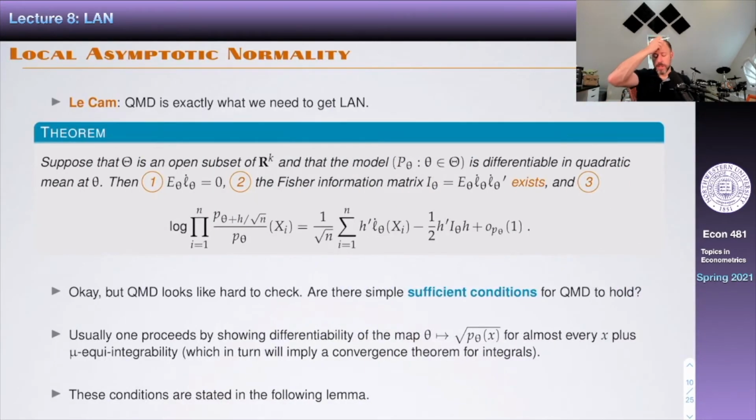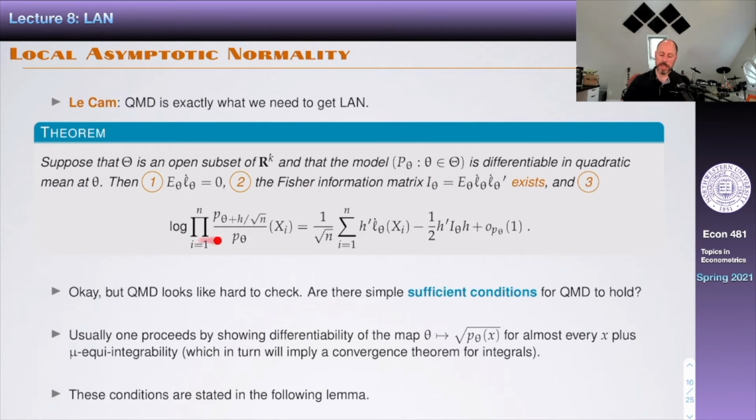Okay, fine. But then Lecomte said QMD is what you need to get local asymptotic normality. That's the content of this theorem that I'm not going to prove, but you can find proofs in the book by van der Vaart and the book by Lehmann and Romano. So the theorem says the following. Suppose that capital Theta is an open subset of R^k and that the model P is differentiable in quadratic mean at theta. Then, one, the expected value of the score is 0. Two, the Fisher information I_theta exists.